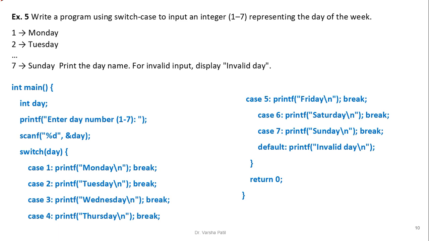Now this is the next program. Enter the day as a number from 1 to 7, and you can print from Monday to Sunday. And if it is not between 1 to 7, it will print invalid day.